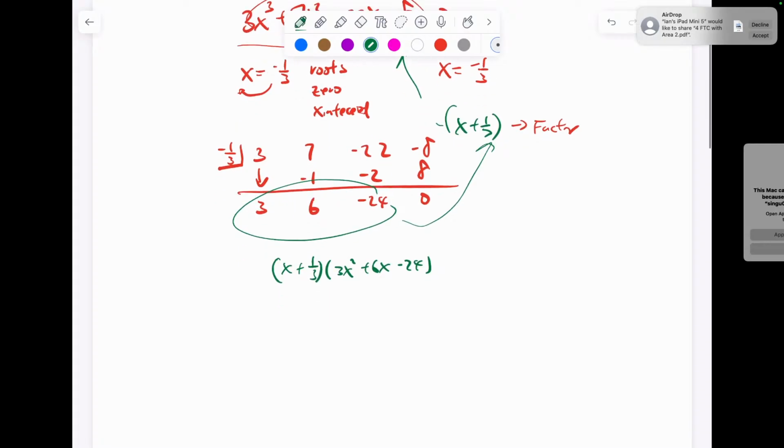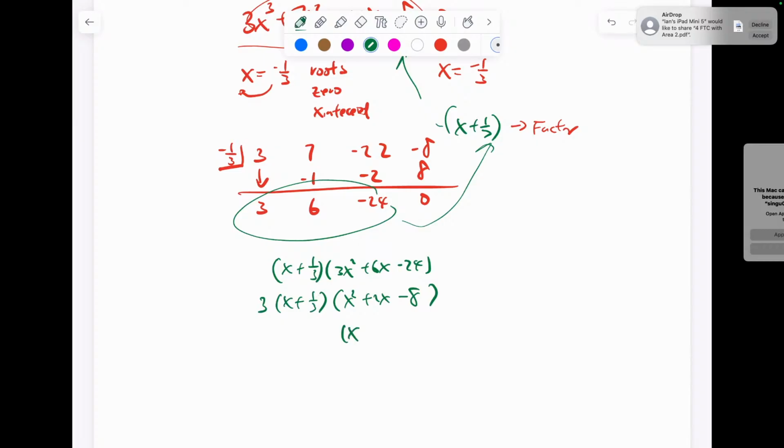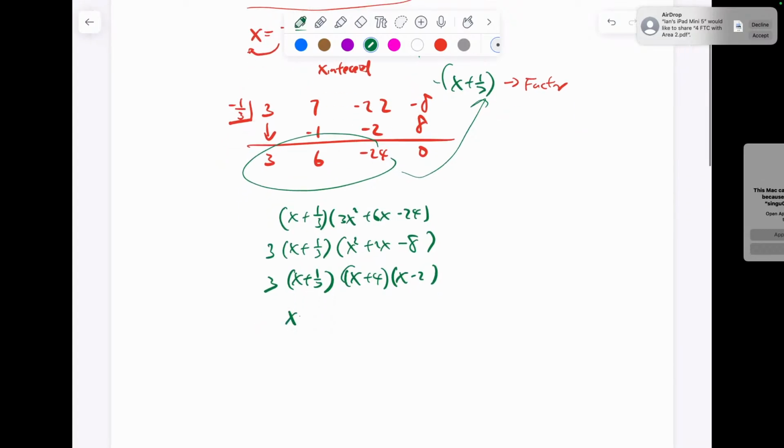Then I can factor out 3. So that's going to be 3 times x plus 1/3, and this one's going to be x squared plus 2x minus 8. Is that okay? And this one can factor more, so it'll be x plus 4 and x minus 2. And this is x plus 1/3. If I solve for 0, x equals -1/3, x equals -4, x equals 2. You can check on decimal, and you'll find out those three are the answers.